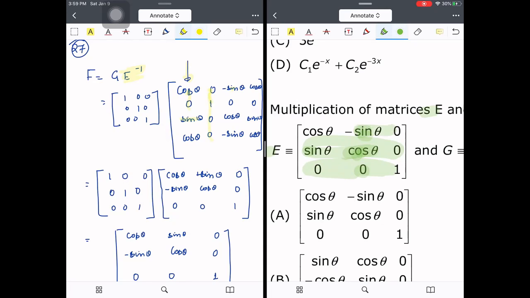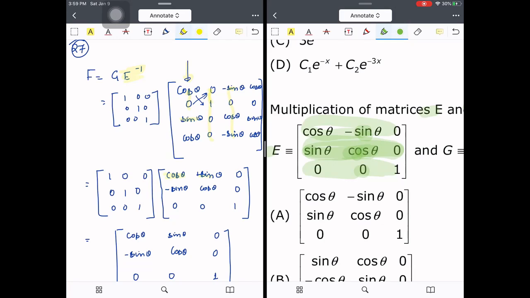Then go downward. Start with 0, 0, then 1, then again 0, then 0, 0, 1, 0, 0. Again go upward: minus sin theta, 0, cos theta, and then minus sin theta. Again back to the second row: cos theta, 0, sin theta, cos theta.